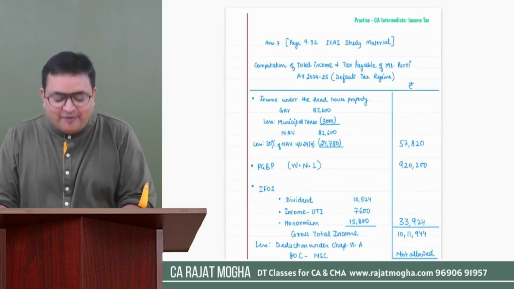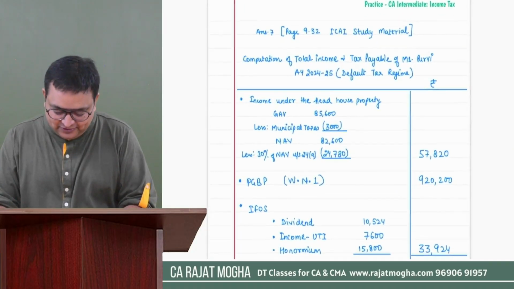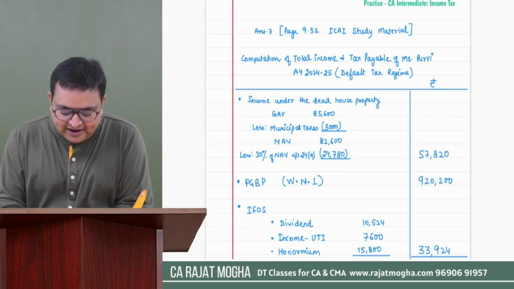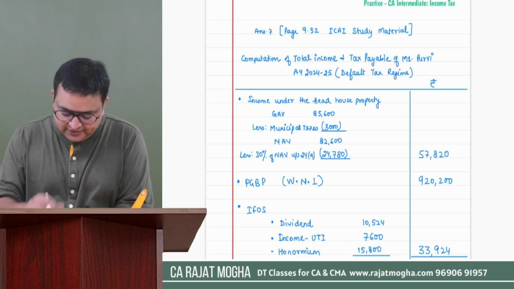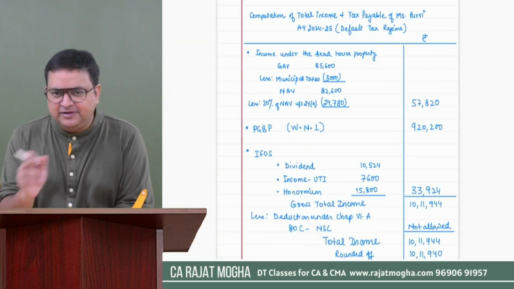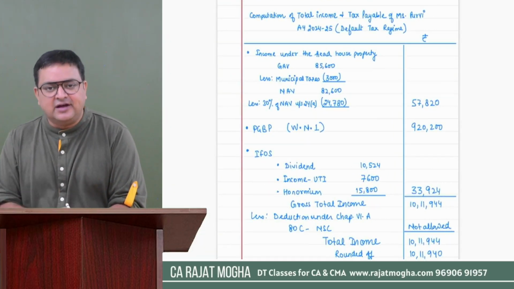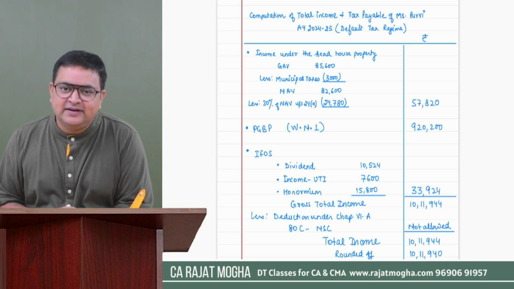So I believe that you have completed this question also. You must have seen also. So first I have calculated the total income and tax payable of Ms. Purvi as per the default tax regime. Assessment year is 24-25. So she has income. There was no salary income. There is house property income. There is PGBP and there is IFOS.